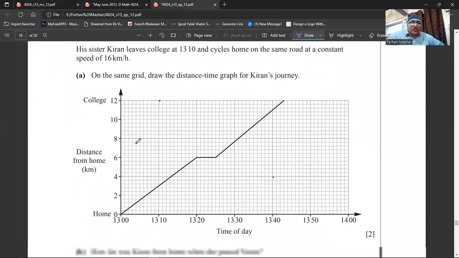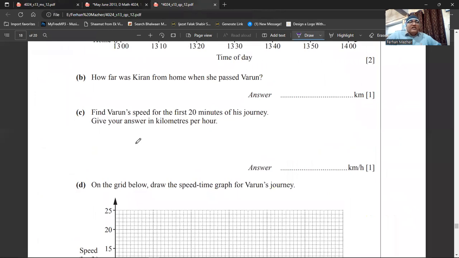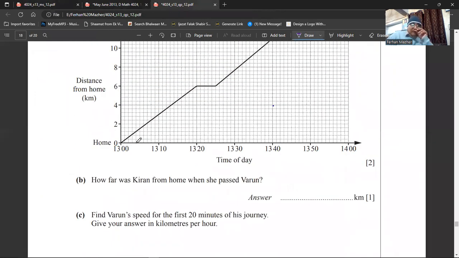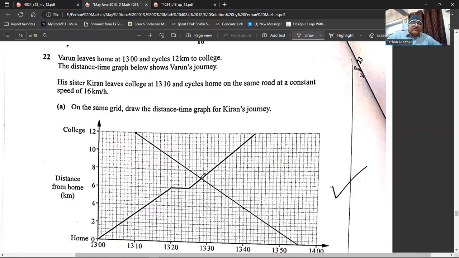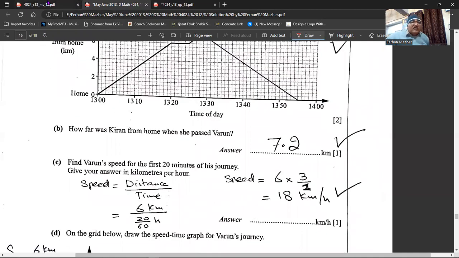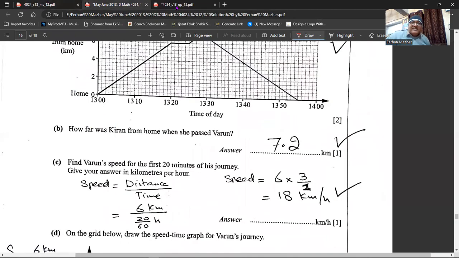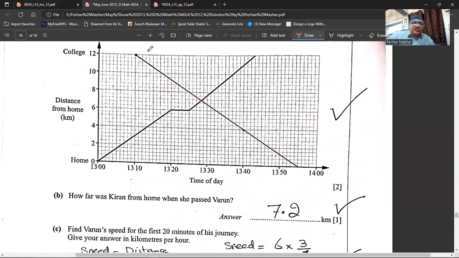Okay. So the next question, part B, is how far was Kiran from home when she passed Varun? So here is when they met each other. So the distance is 7 point something. Okay, so the distance is 7.2 kilometers. When they met, their distance from the home is 7.2 kilometers. So it is 6.9 to 7.4. So 7.2 is the right answer, sir. So that was their question.